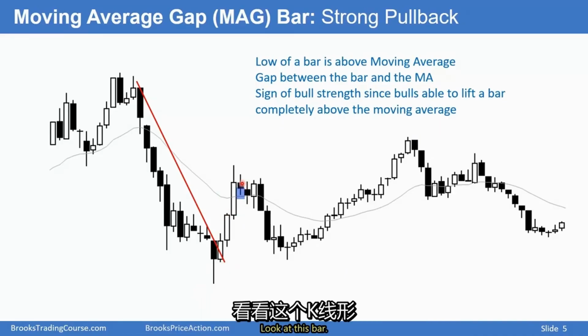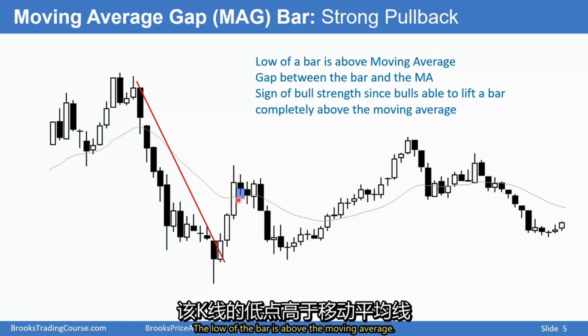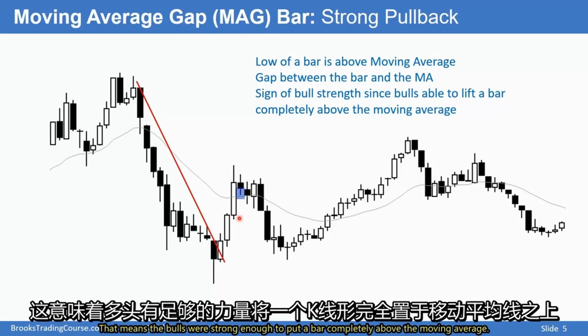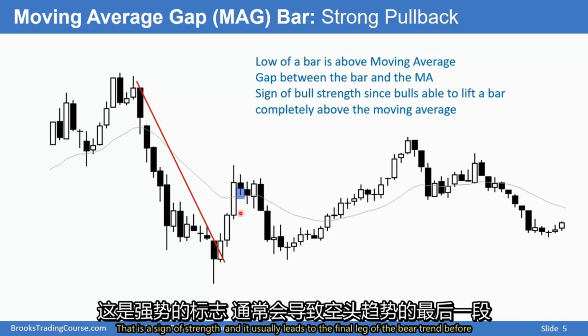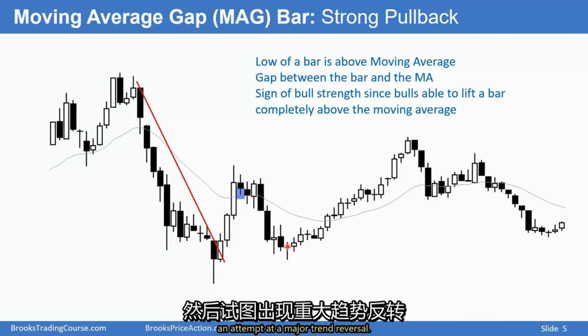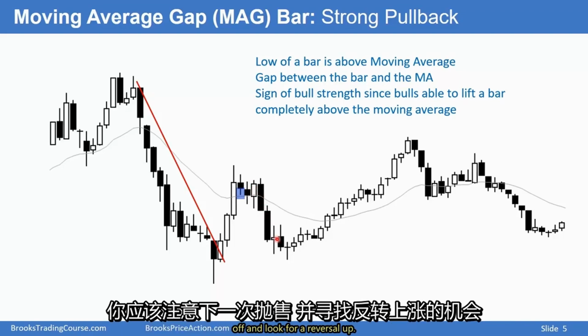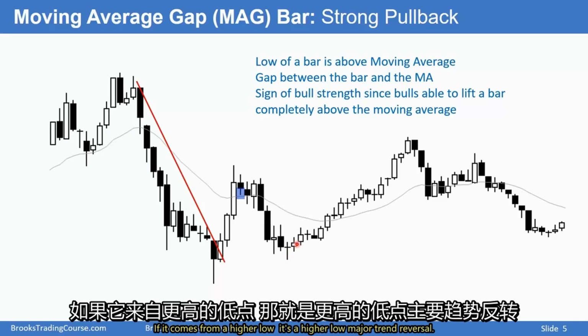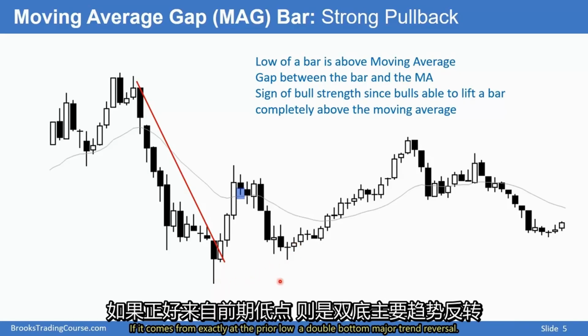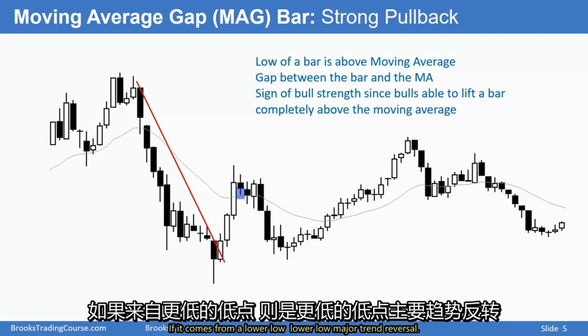Look at this bar. The low of the bar is above the moving average. That is a gap bar. That means the bulls were strong enough to put a bar completely above the moving average. That is a sign of strength, and it usually leads to the final leg of the bear trend before an attempt at a major trend reversal. So when you see that, especially after a very strong rally, you should watch the next sell-off and look for a reversal up. If it comes from a higher low, it's a higher low major trend reversal. If it comes from exactly at the prior low, a double bottom major trend reversal. If it comes from a lower low, a lower low major trend reversal.